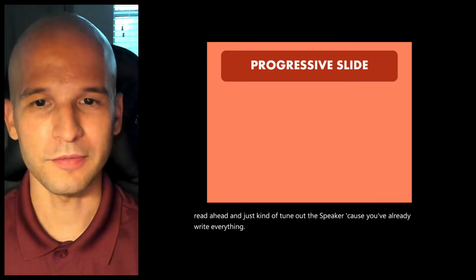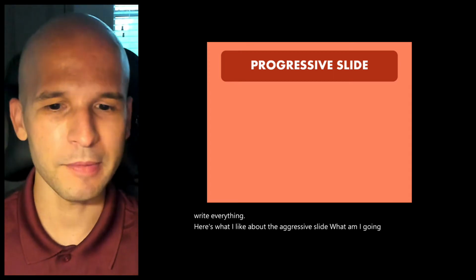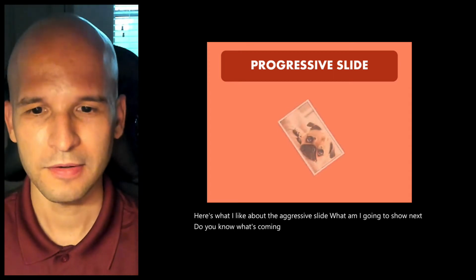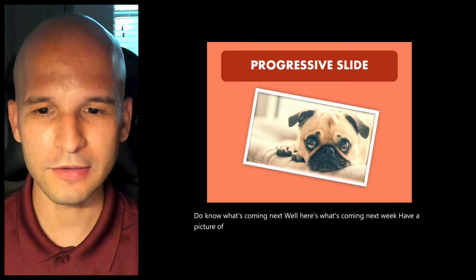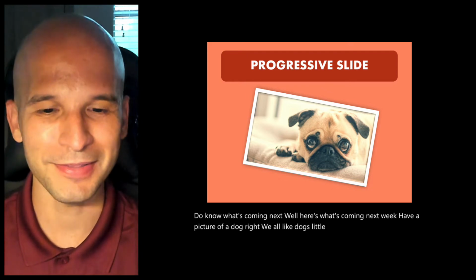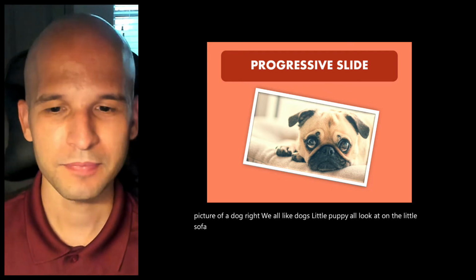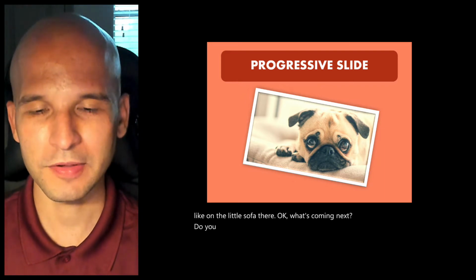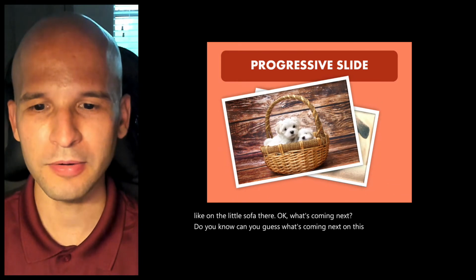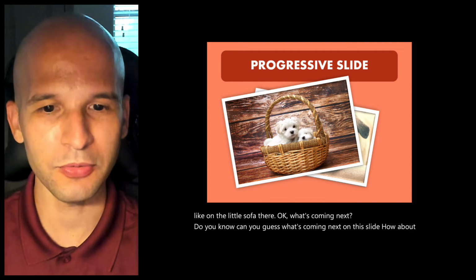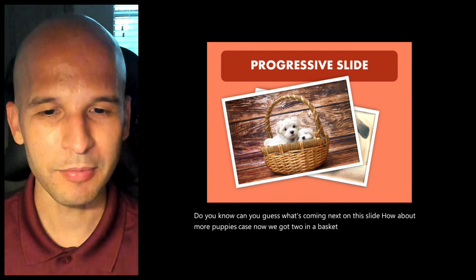Here's what I like about the progressive slide. What am I going to show next? Do you know what's coming next? Well, here's what's coming next. We're going to have a picture of a dog. We all like dogs, the little puppy. Oh, look at it on the sofa there. Okay, what's coming next? Can you guess what's coming next on this slide? Oh, how about more puppies? Okay, so now we've got two in a basket. It's adorable, and we love looking at puppies.